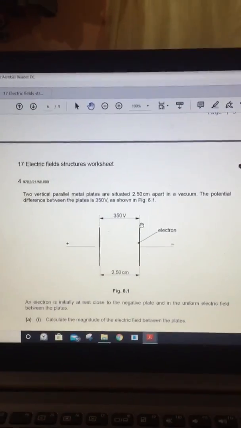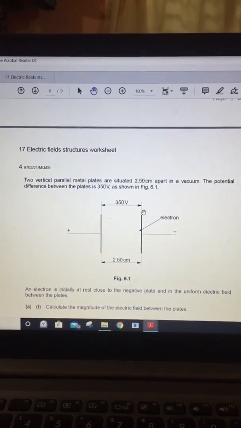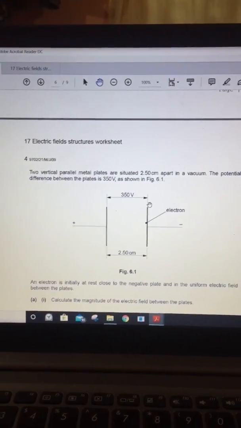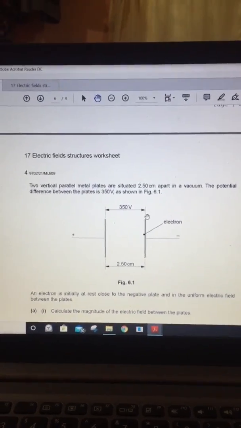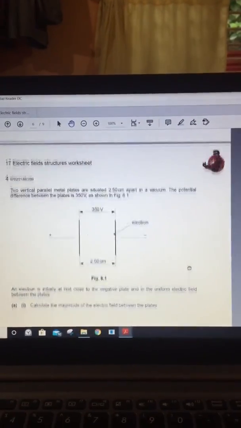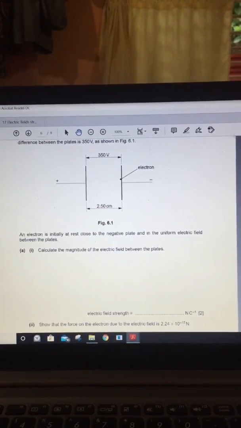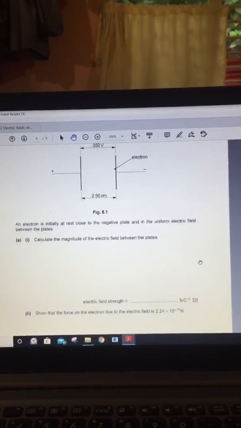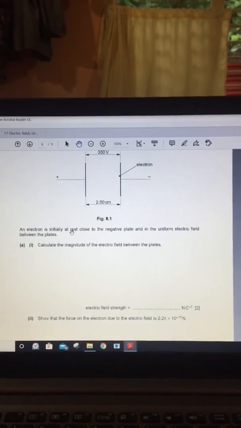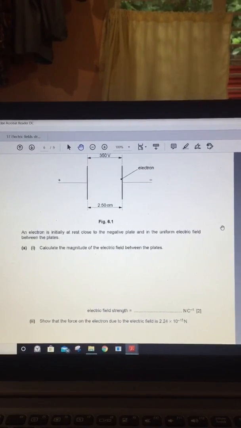Okay, now we are trying to discuss the fourth question. Two vertical parallel plates are situated 2.5 centimeter apart in a vacuum. The potential difference between the plates is 350 volts. An electron is initially at rest close to the negative plate and in the uniform electric field between the plates.